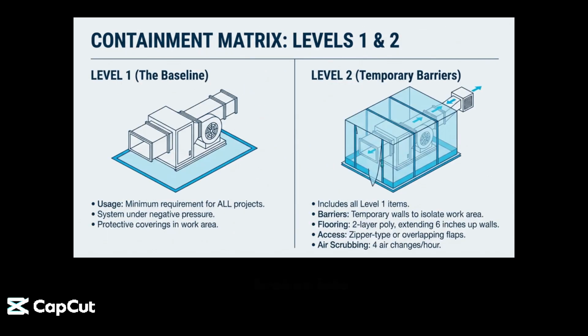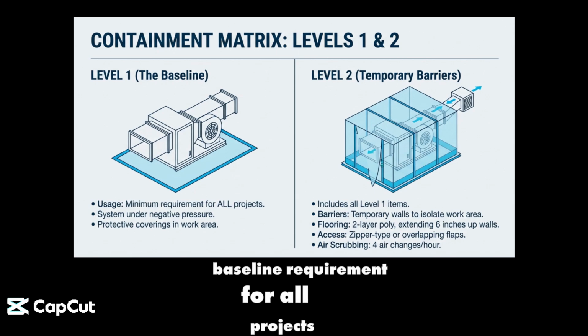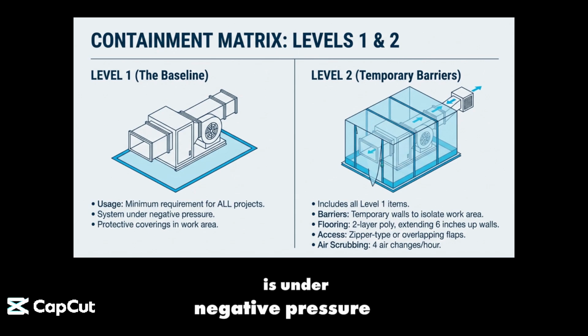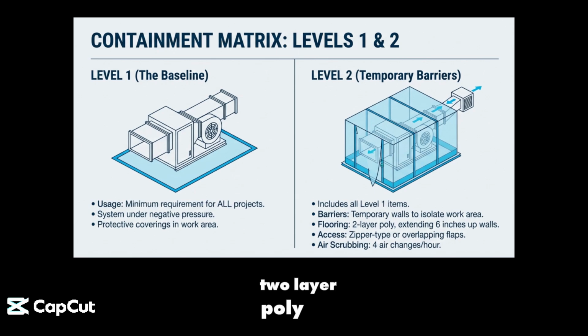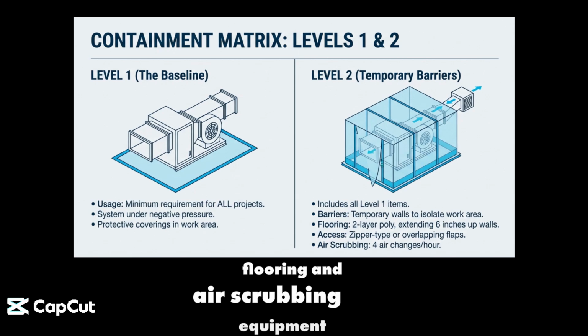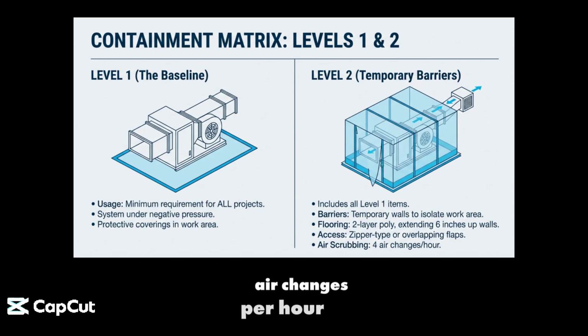Containment strategies are broken into 4 levels. Level 1 is the minimum baseline requirement for all projects, ensuring the system is under negative pressure with protective coverings in the area. Level 2 adds temporary walls to isolate the work area, 2-layer poly flooring, and air scrubbing equipment running at 4 air changes per hour.